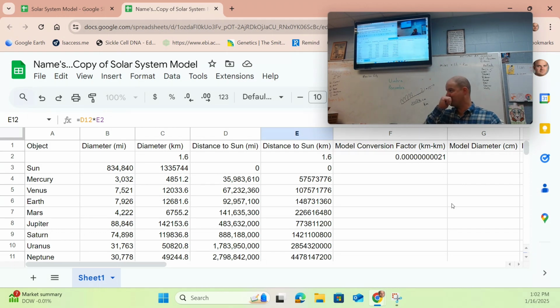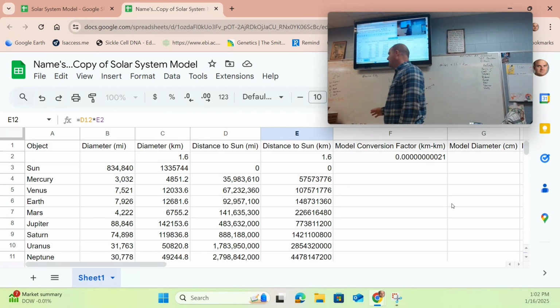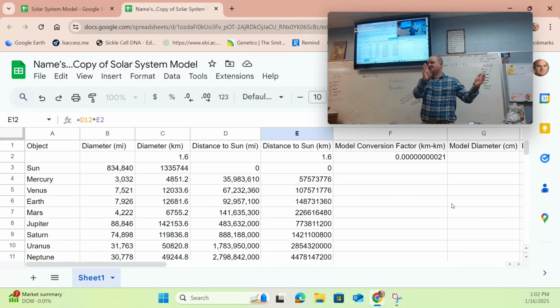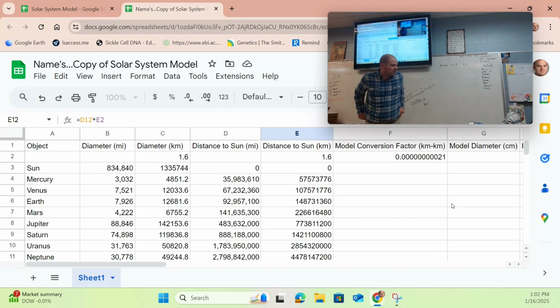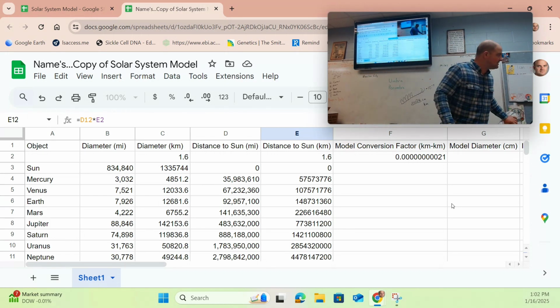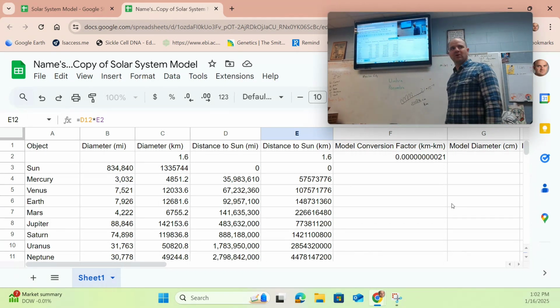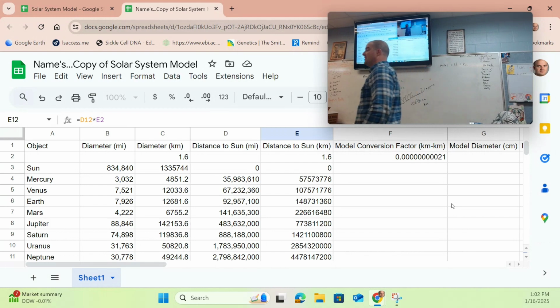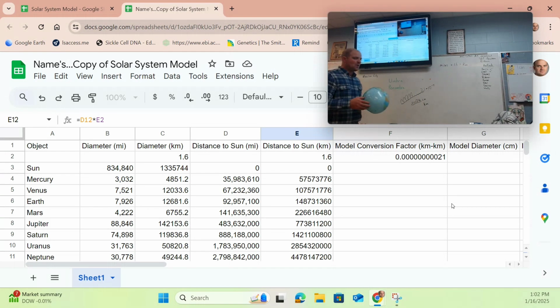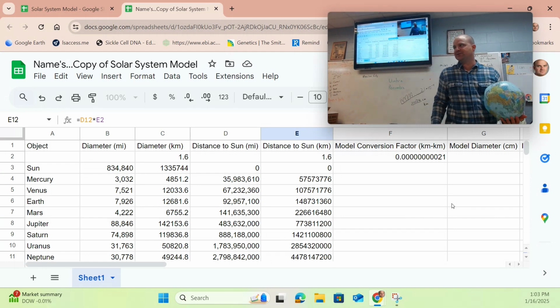Everybody there? Okay, now listen carefully. All we have done thus far is take the size of the sun in one unit and describe the exact same size of the sun and the planets and everything in a different unit. We haven't actually scaled anything down yet. Where is my globe? There it is. Thank you. So we want to scale a whole solar system down.